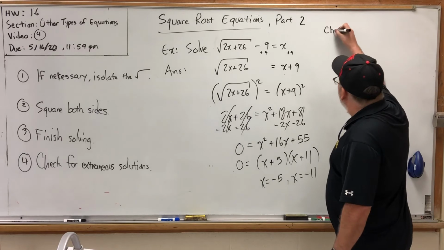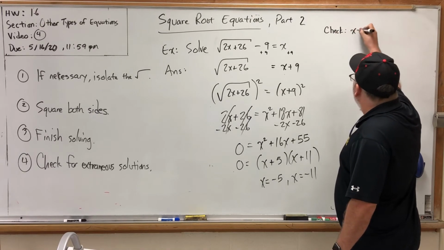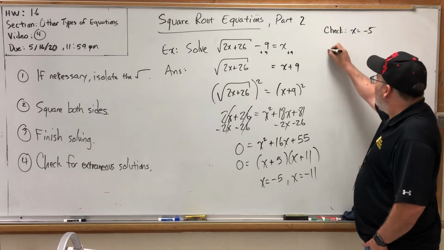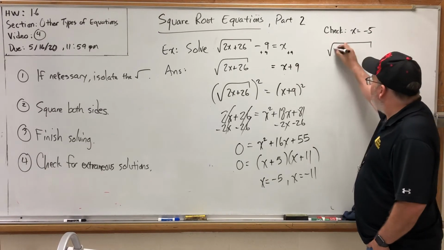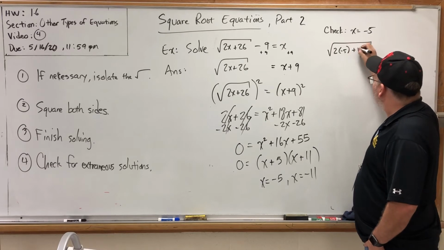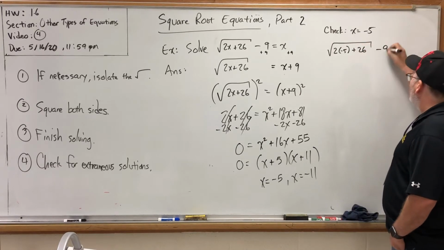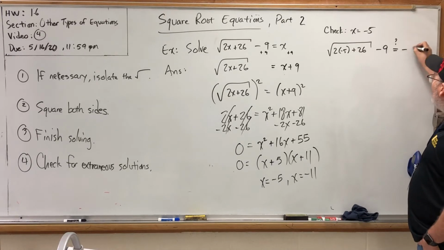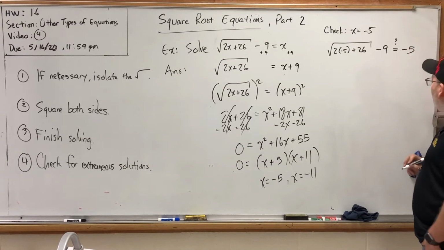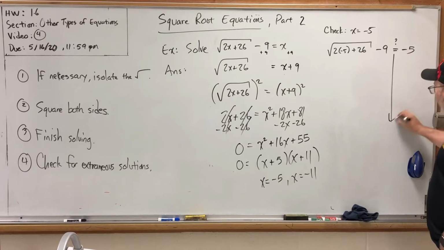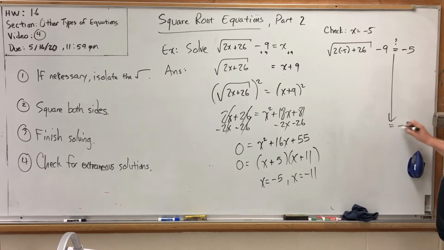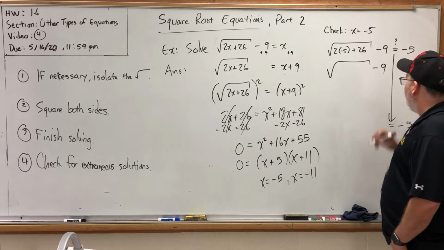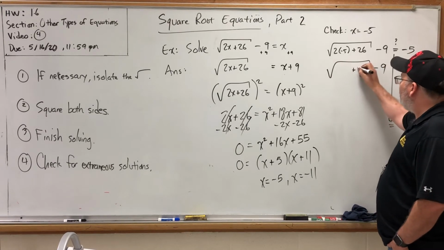So let's check the first one. X equals negative 5, by going back to the original equation and substituting each x with a negative 5. So 2 times negative 5 plus 26 is under the square root minus 9. And we're asking, is that equal to x, which in this instance is negative 5. So nothing to do on the right side, so we'll just bring down the negative 5. And now let's work out the left.